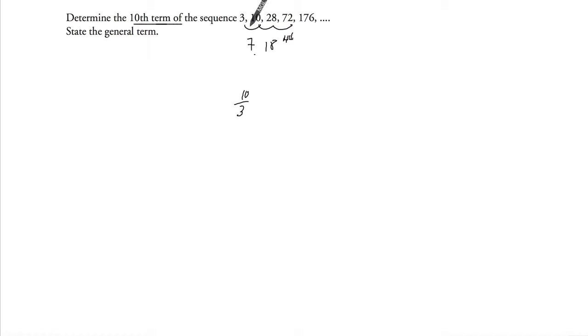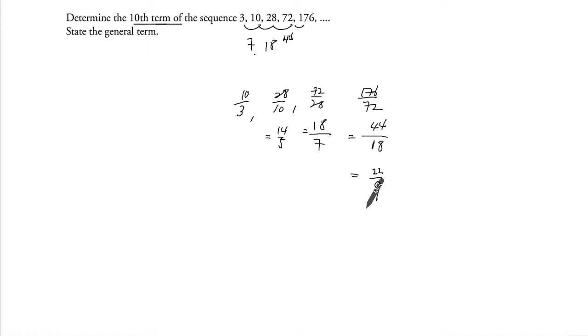10 over 3 is the first common ratio. What's 28 over 10? If you reduce that, you get 14 over 5. Okay, what about 72 over 28? If you reduce that, you get 18 over 7. Okay. And the next one, 176 over 72. So that's 44 over 18. Divide top and bottom by 2, you get 22 over 9, right?